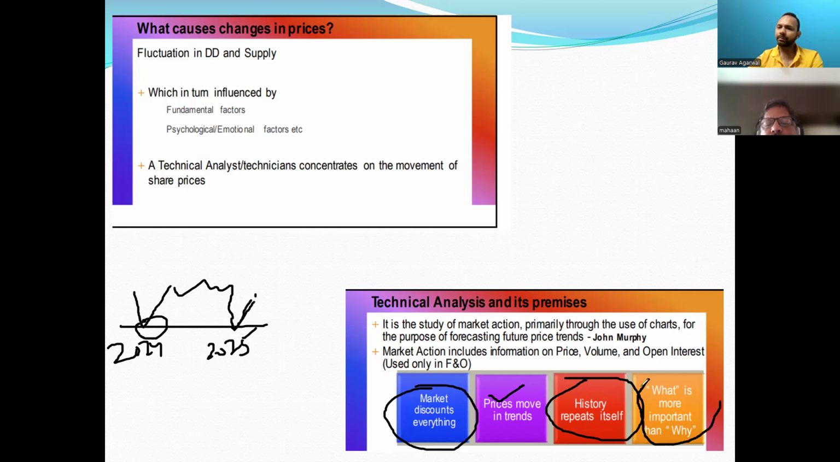Fourth point is what is more important than why. So here in the market, the what parameter is more important than why. We should not think about why it is happening. We should see what is happening. That's it. We should not try to know the reason, because we have to focus only on the chart. Whatever the chart says, we try to listen to the chart, and based on the charts only we have to follow it. Right.